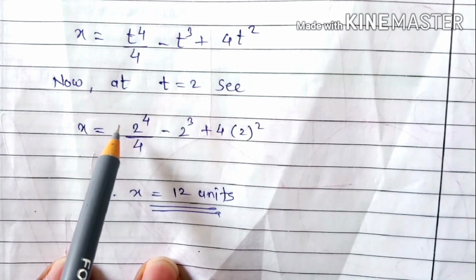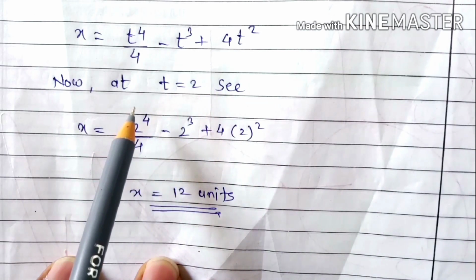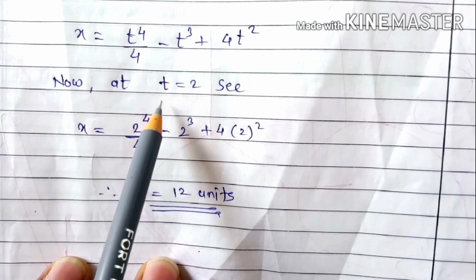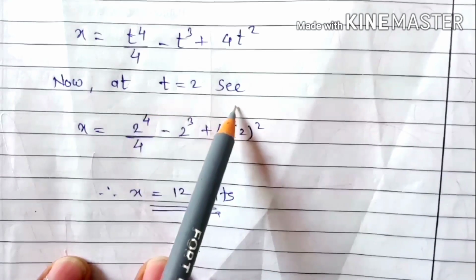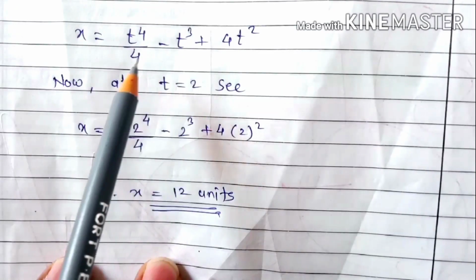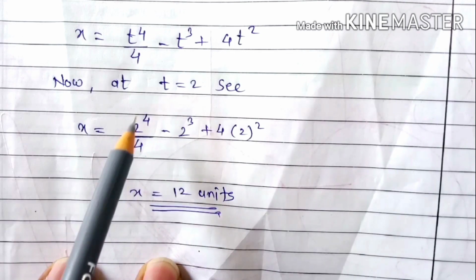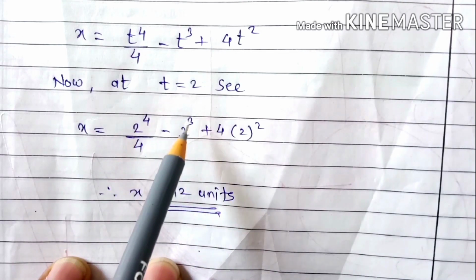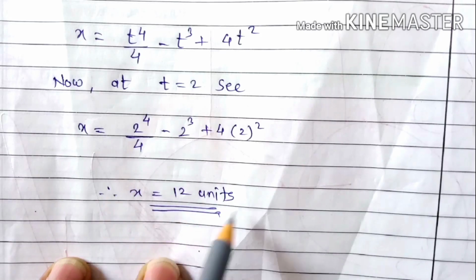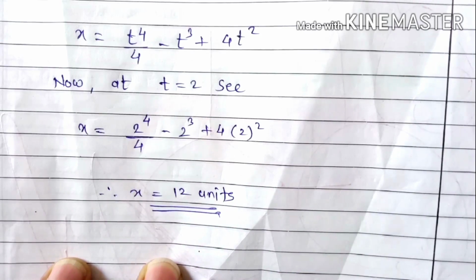Now we have to find the distance covered in 2 seconds, so we consider t equal to 2 seconds. We put t equal to 2 in the above equation: x equal to 2 raised to 4 by 4 minus 2 cube plus 4 into 2 square. After solving it, we get x equal to 12 meters.